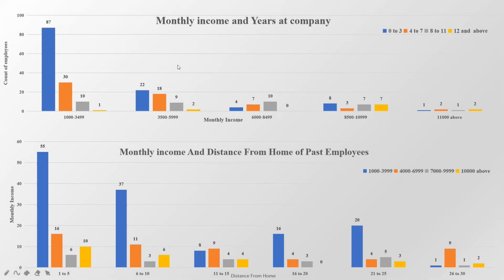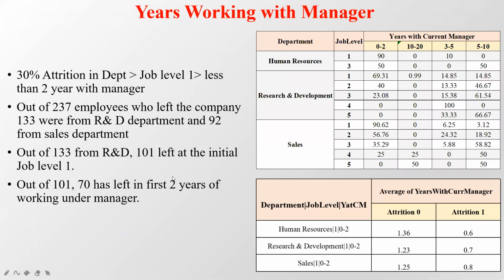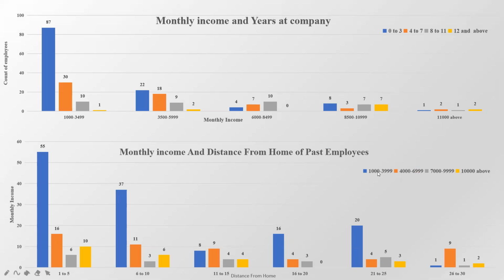So this is one reason, and apart from that, this is the monthly income and distance from home. Now what do these blue bars indicate? You can see these are big tall bars. Basically this blue bar is the salary range between 1000 and 4000, and this is the distance 6 to 10, 11 to 15, 16 to 20.